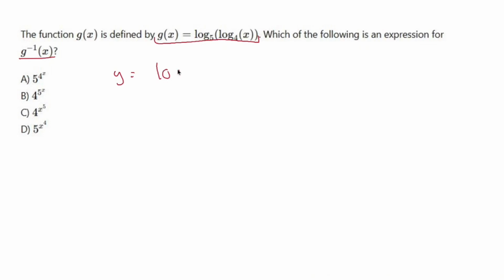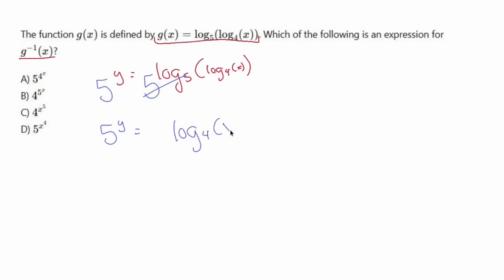And I have log base 5 of log base 4 of x. Now I need to get rid of both of these logs. The way that I can get rid of a log is I notice the base and pretend both of these guys are exponents and take that base to these powers. What that allows me to do is 5, log base 5, cancels out. On the left I have 5 to the y, and on the right these are gone and I drop down log base 4 of x.